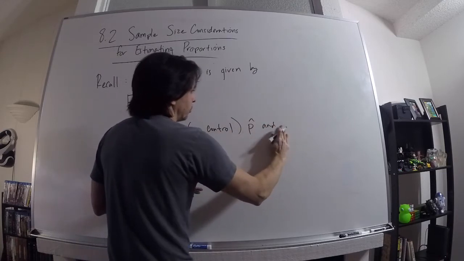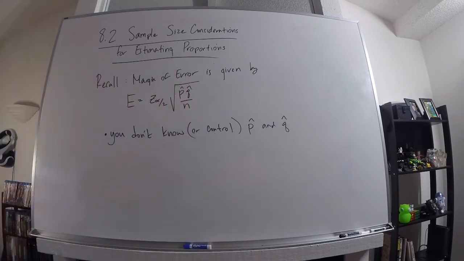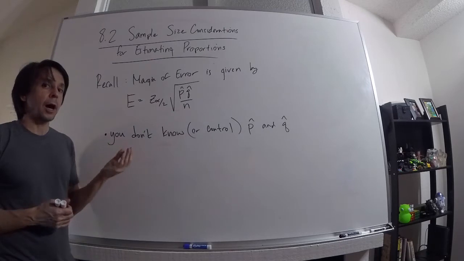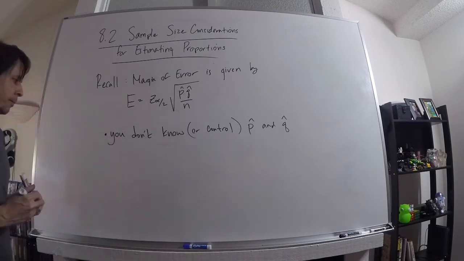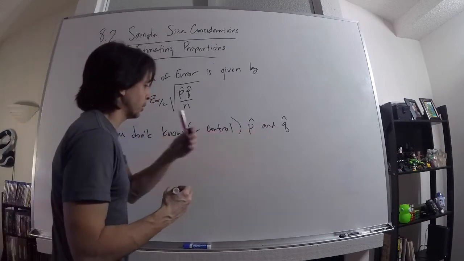So you can't control what percent of the people support the president or don't support it. I mean, you won't know it if you're starting off trying to figure out how many people you need to survey. So you won't know P hat and Q hat.